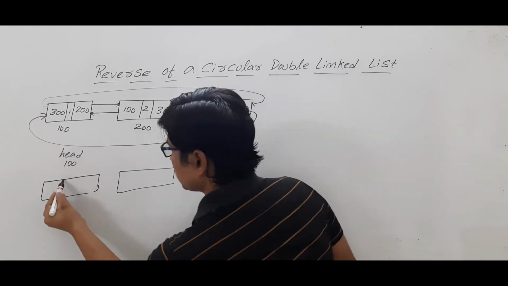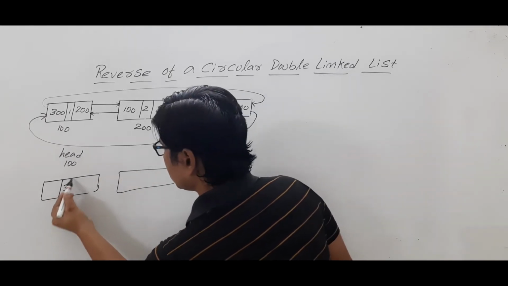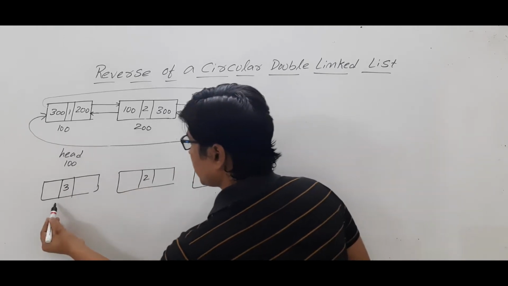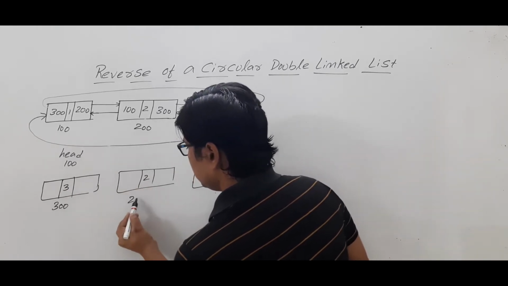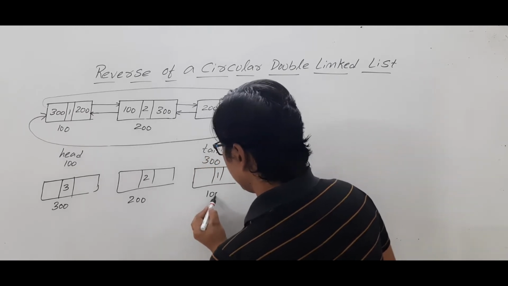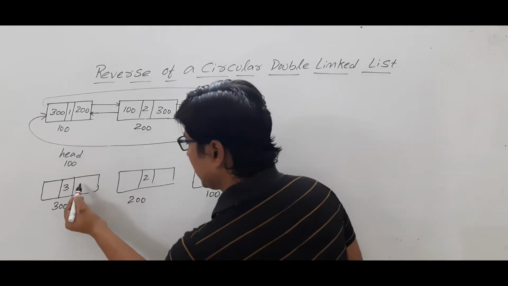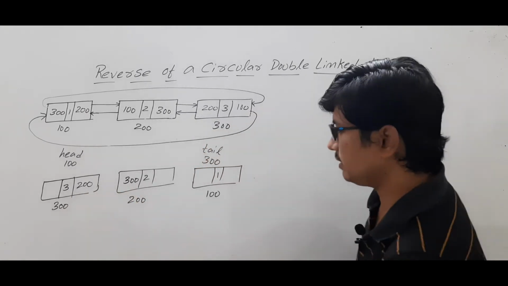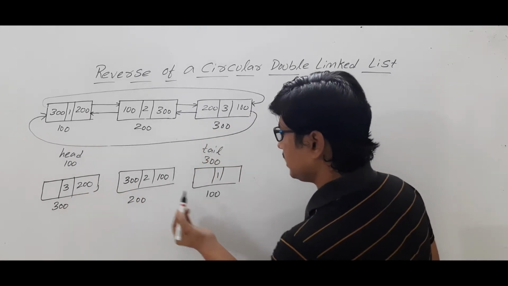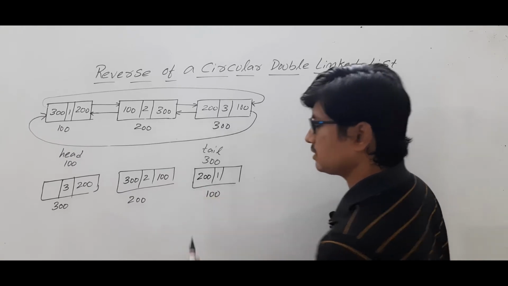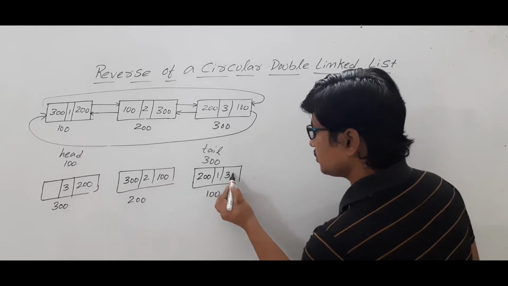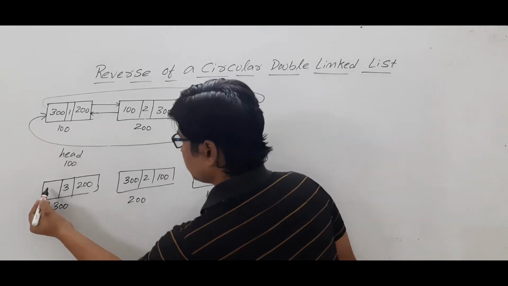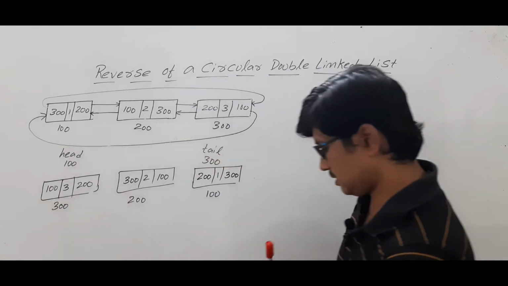Okay, here you will have the data 3, data 2 and data 1, and the node addresses will be 300, 200 and 100. Now the address of the next node will be 200, the address of the previous node will be 300, and the address of the next node will be 100, and the address of the previous node is 200, the address of the next node will be 300. Okay, and the address of the previous node will be 100. Is it clear?